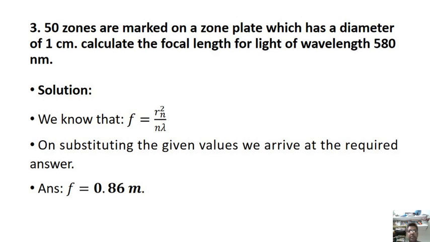We have to find the focal length. What is given: 50 zones, so n is equal to 50. The diameter d is equal to 1 centimeter. The wavelength is 580.